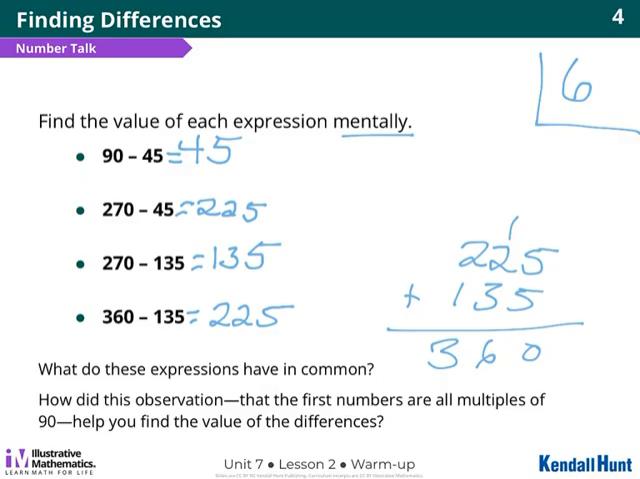Guys, what do these expressions have in common? Kaylin. I noticed that all the first numbers are multiples of 90. What else do they have in common, Vivian? The second number, they all have 5s, right? And their answers. Okay, what else? Michael. I noticed that they're all multiples of 45, all of them. Multiples of 45. Isn't that interesting? Okay, Cora.